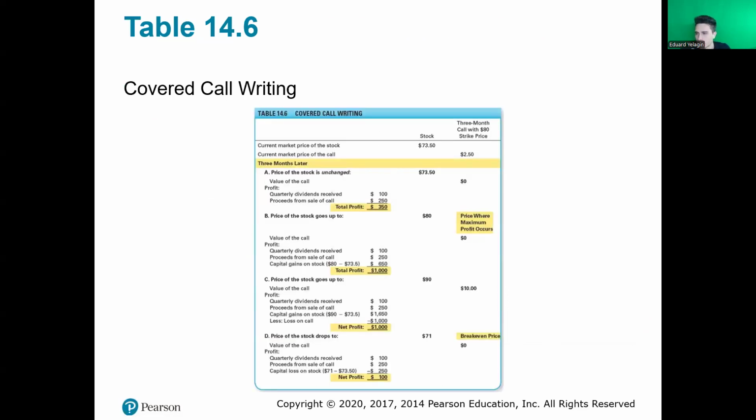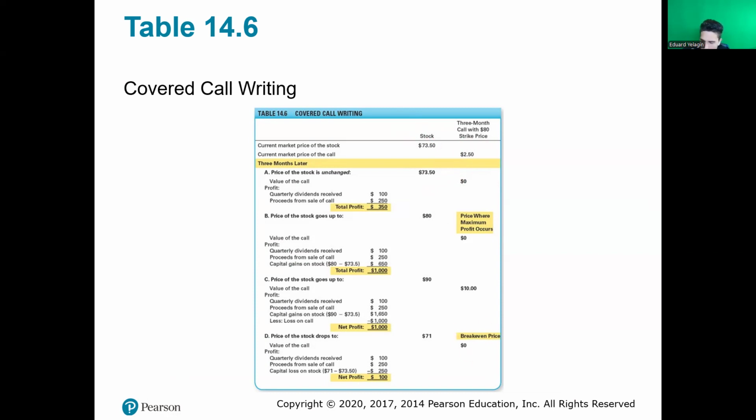So here's a perfect illustration of one of the most popular income strategies among investors, the covered call. In this example, the investor owns a stock currently worth $73.50 and sells a 3-month call with an $80 strike for $2.50 per share. By selling that call, they collect an immediate $250 premium, since each contract covers 100 shares. Now let's see what happens in a few different scenarios.